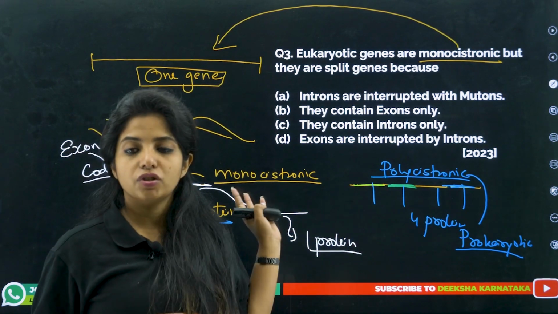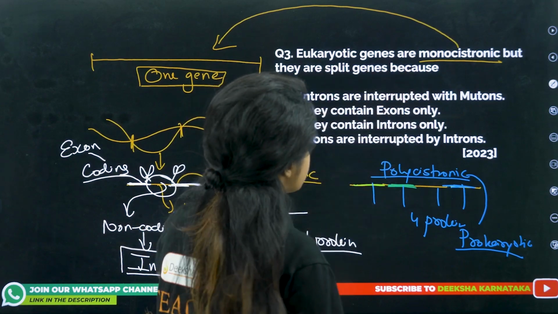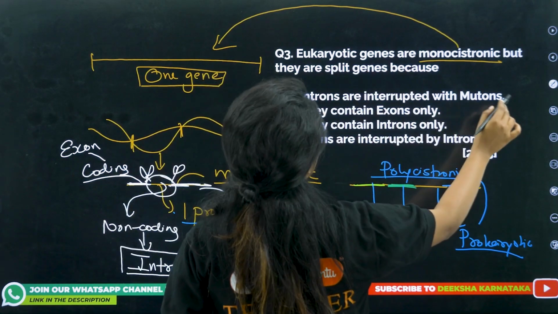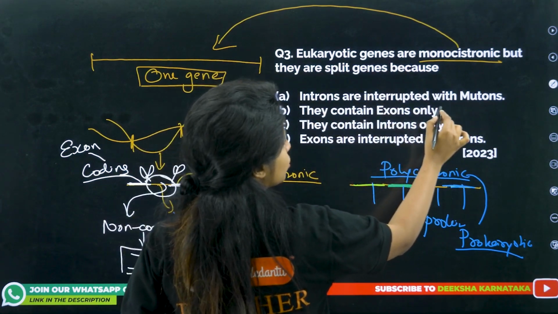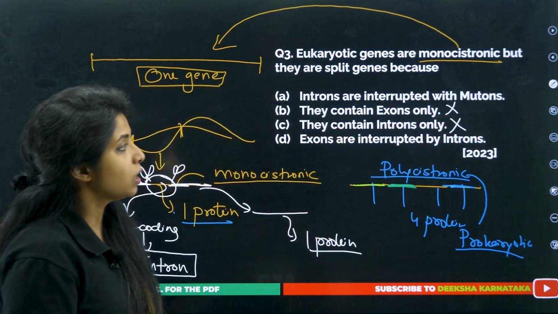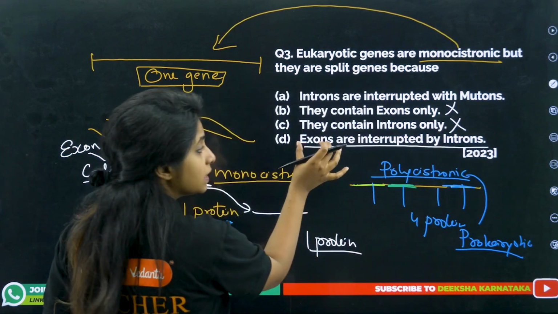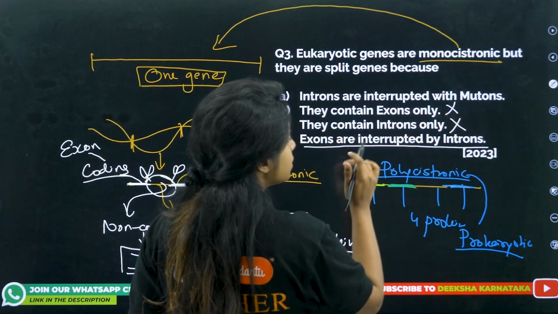They do not have introns, they just have exons. So eukaryotic genes are monocistronic, but they are split genes because exons are interrupted by introns. Do they contain exons only? No. Introns only? No. They contain both, right? Now exons are interrupted by introns. This is the answer. The coding sequences are interrupted by the non-coding sequences.